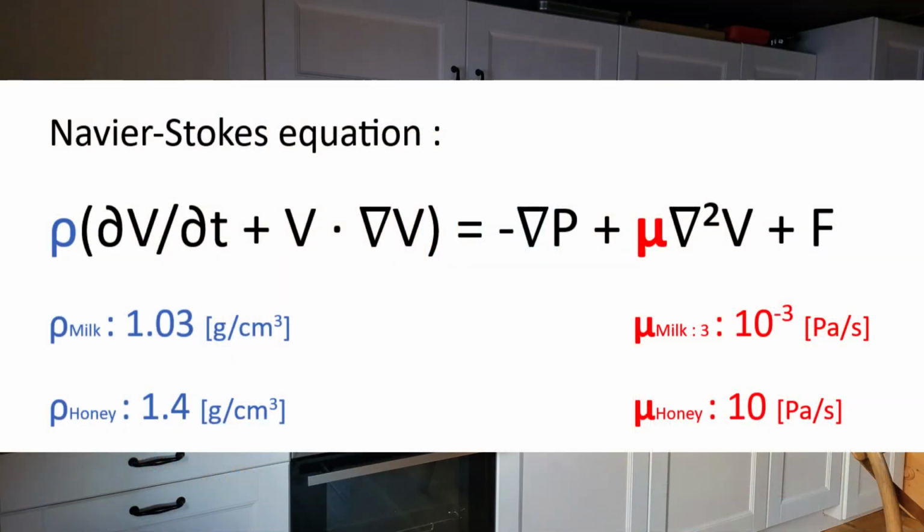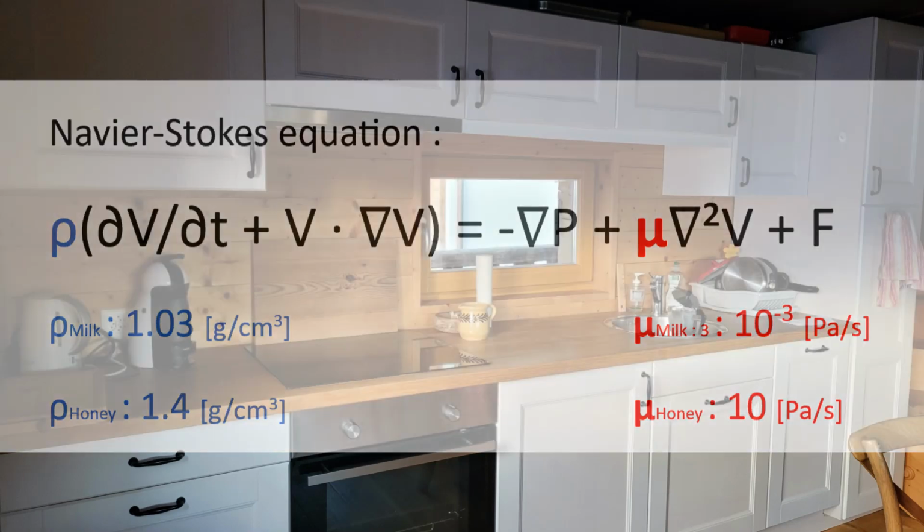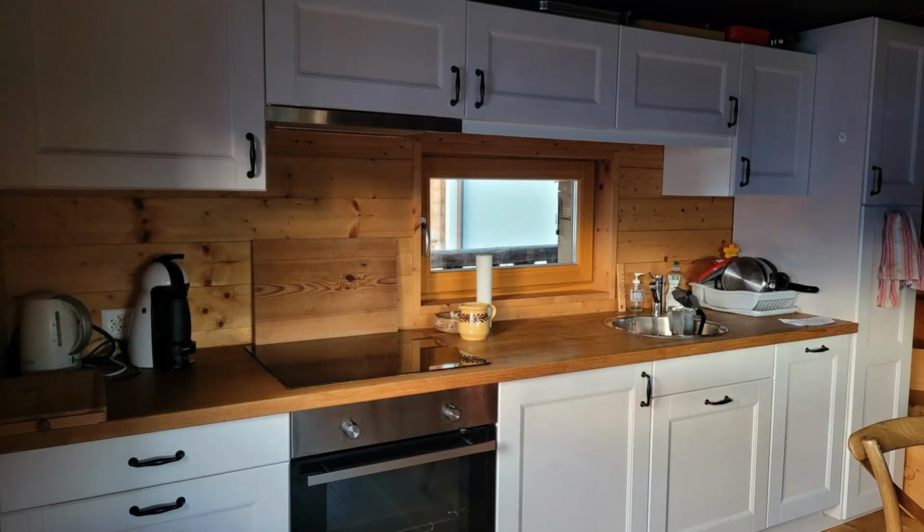Honey has a higher viscosity than milk by a factor of around 10,000, which means it is thicker and more resistant to flow. The density is different but not significant. Thus, only the parameter of dynamic viscosity mu, specific to the liquid, changed significantly between the samples.